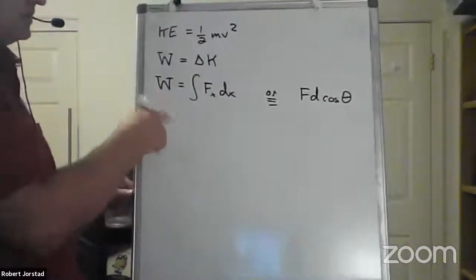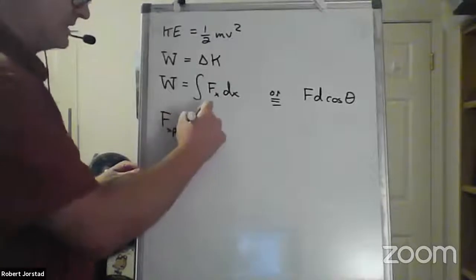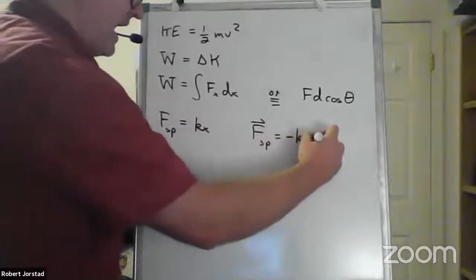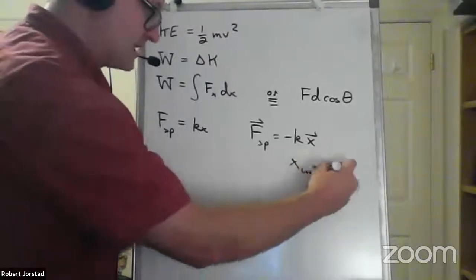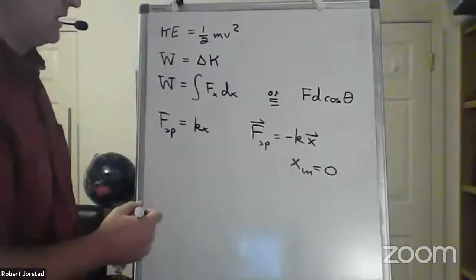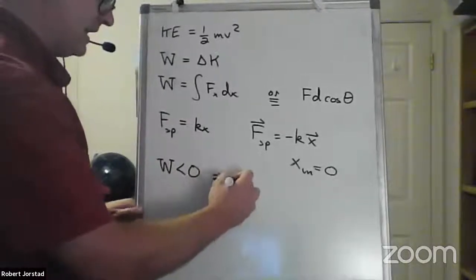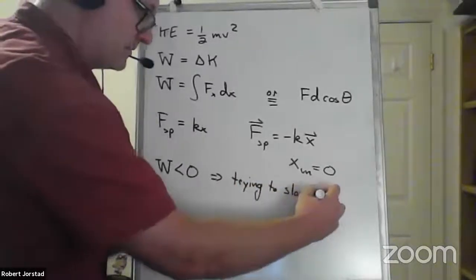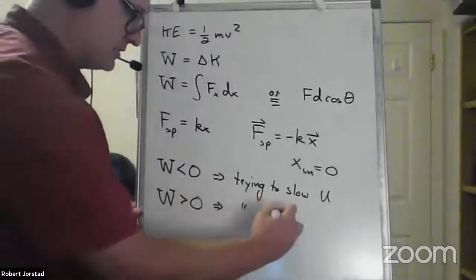Okay, so next, we said that the force due to a spring has a magnitude equal to kx, but the force due to a spring vector is negative kx vector. And then we have to remember x equals 0 if we're going to use that. That was a fact that in order to cheat and get rid of the delta, we're going to use that. We know that work being less than 0 implies trying, maybe not successfully, but trying to slow you. And I'm just going to say it this way. Work being greater than 0 implies you're trying to speed up.